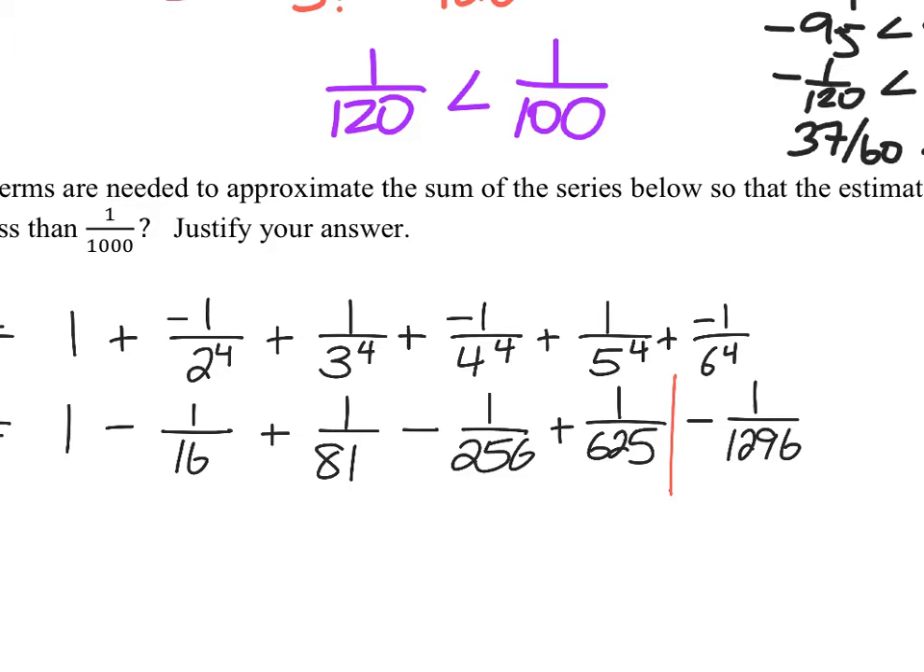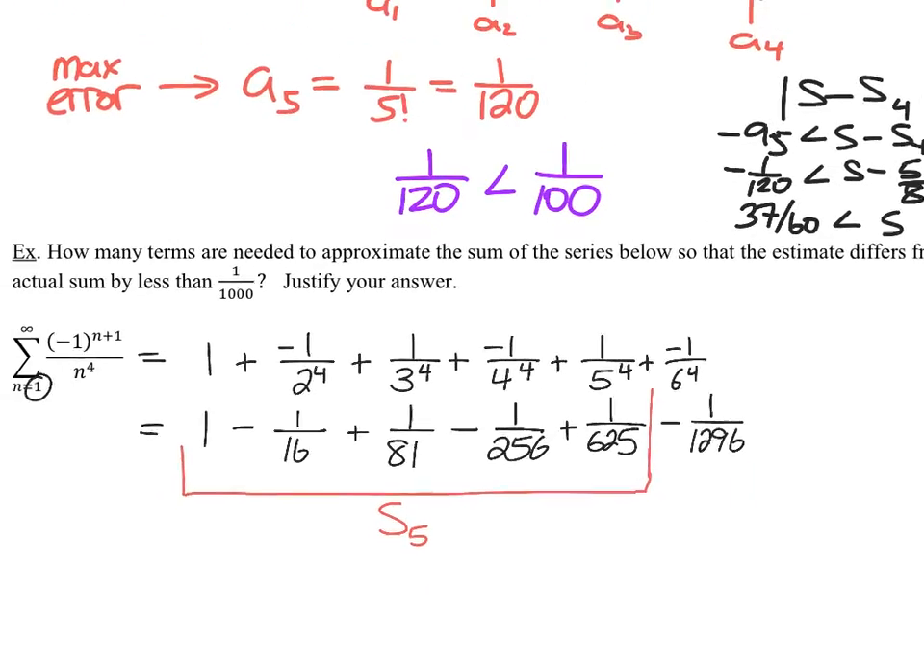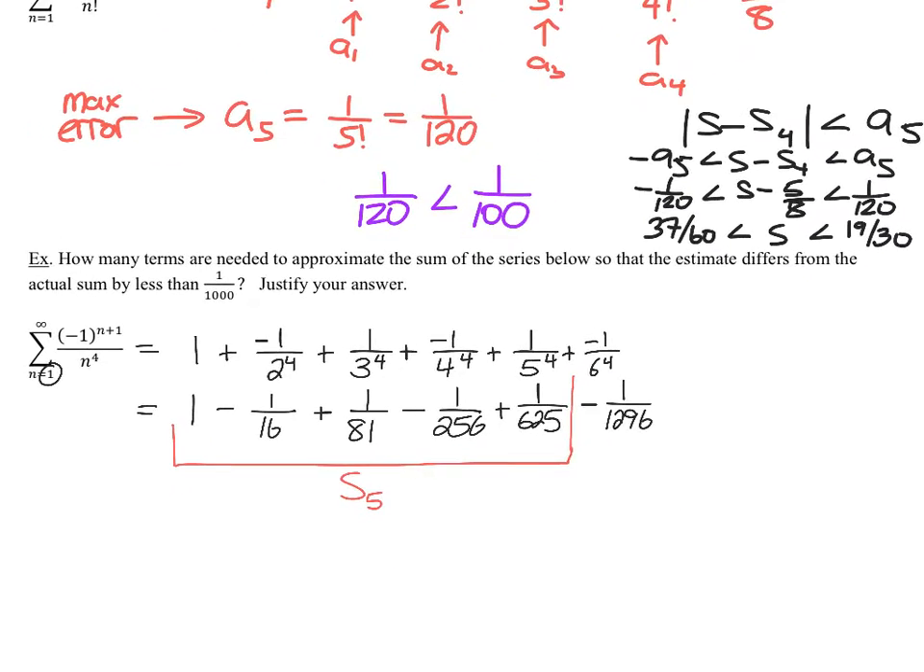So this would give me my approximation. 1, 2, 3, 4, 5 terms, so S sub 5. All right. How many terms are needed to approximate the sum of the series below? All right, 5 terms. They're not actually asking us to determine what the approximation would be, which wouldn't be too terrible because I just typed that in the calculator anyway. But it's saying just to determine how many terms are needed. So 5 terms are needed.